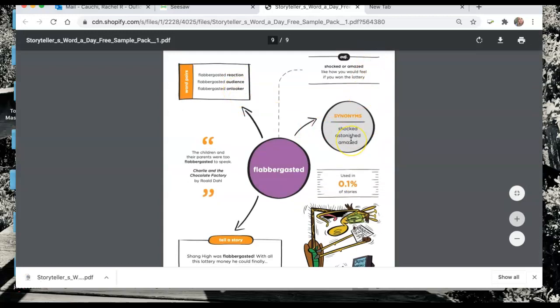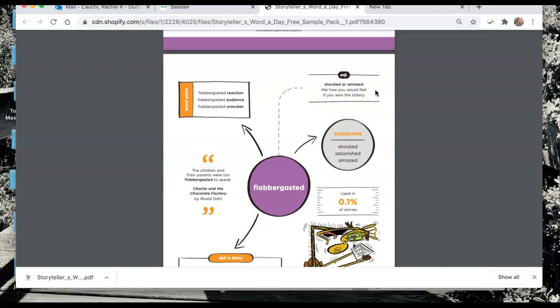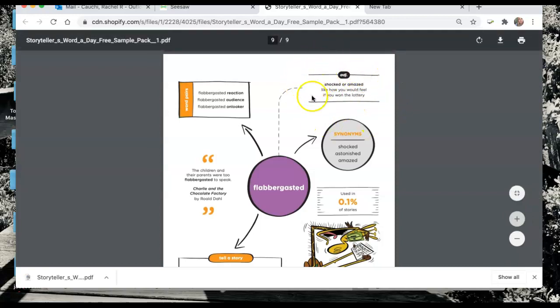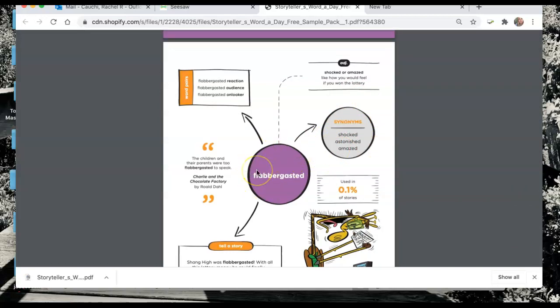Let's start with the definition first. So we've got flabbergasted. We know that you're going to have to go to a dictionary online, type in your word and get a definition from the dictionary. So we know that flabbergasted means shocked or amazed. What are some synonyms? You might have to go to a website and type in what are the synonyms of flabbergasted. So we know that synonyms mean words that mean the same. So a synonym of happy could be glad, or a synonym of cold could be freezing. So they are words that mean the same. So flabbergasted, some synonyms of that could be shocked, astonished, and amazed.